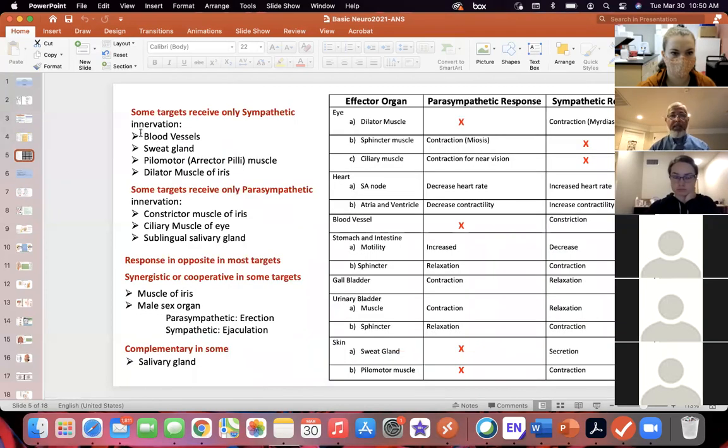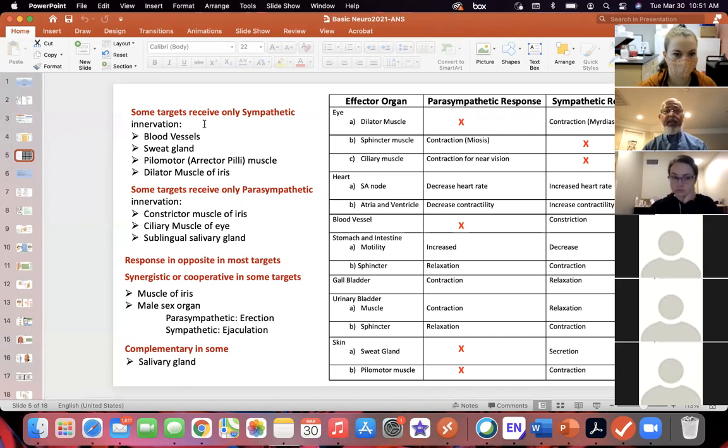Now, this one is a small summary again, showing who is doing what. So now, as I said, most of the involuntary organs will have both sympathetic innervation and parasympathetic innervation, right? Most of them. And again, in most of the cases, what the sympathetic does, the parasympathetic will do just the opposite. Okay, but that is not always the case. That is the most of the case. That is what you will see.